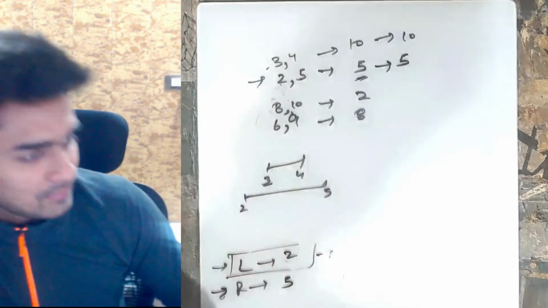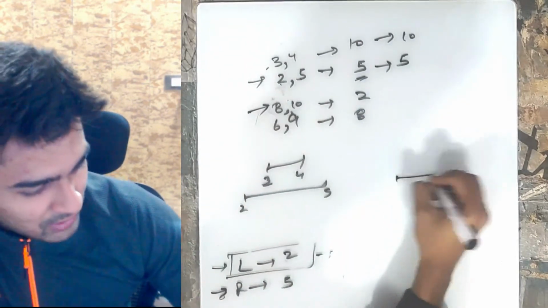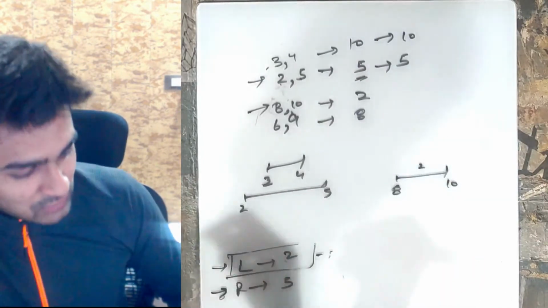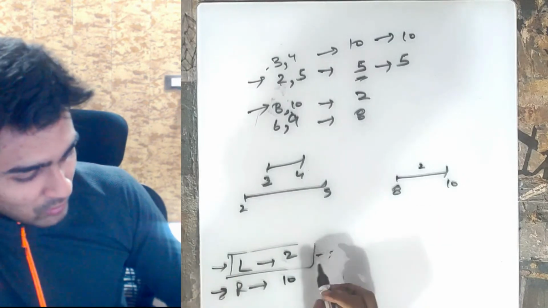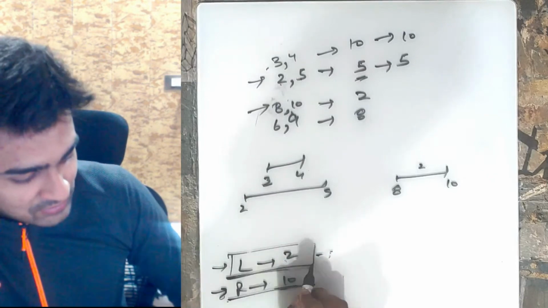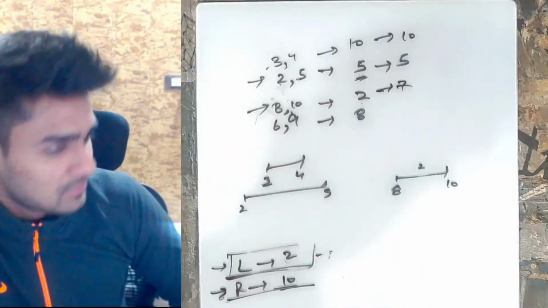Then we get 8 to 10, which actually tells us that we have another interval now, 8 to 10, and the cost of this one is 2. So we need to update R now because we have a different R, and we need to add the value of the interval which gives us this R and the interval which gives us this L. So we need to add 5 plus 2, which gives us 7.